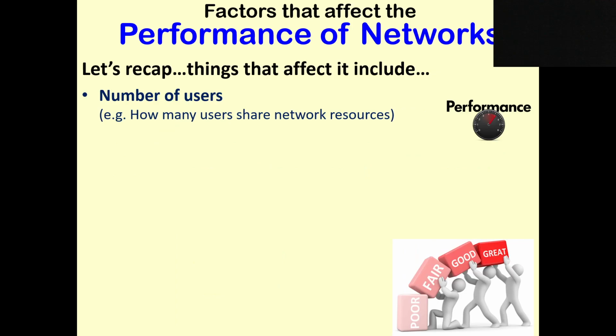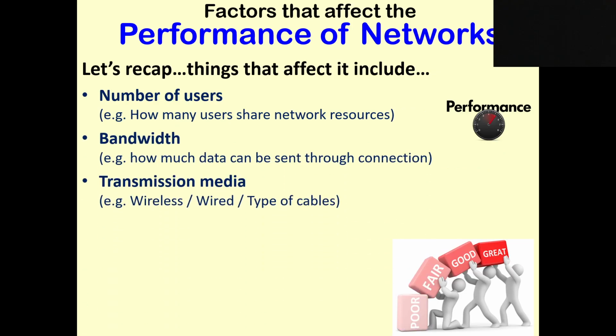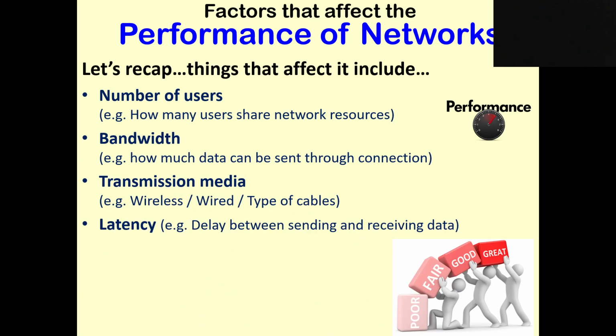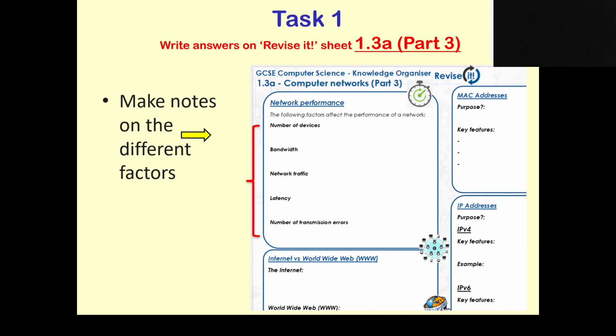So very simply, we've got the number of users, the bandwidth, the media that's being used, the latency or delay, error rates, hardware, and the topology. These are all things that affect the performance of a network. Make your notes on this section here and then check your answers on the next slide.